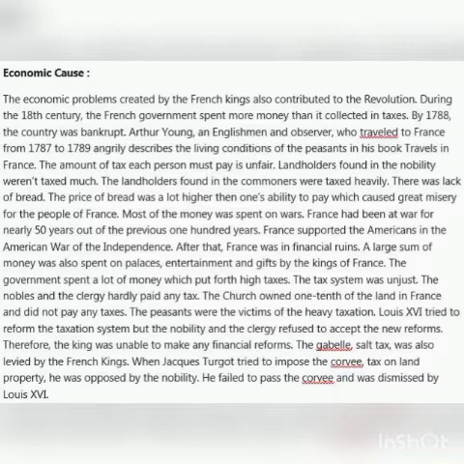The government spent a lot of money, which put forth high taxes. The tax system was unjust. The nobles and the clergy hardly paid any tax. The church owned 1/10 of the land in France and did not pay any taxes. The peasants were the victims of the heavy taxation. Louis XVI tried to reform the taxation system, but the nobility and the clergy refused to accept the new reforms. Therefore, the king was unable to make any financial reforms.